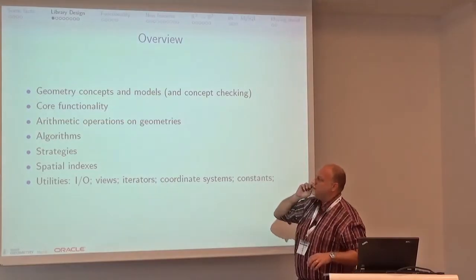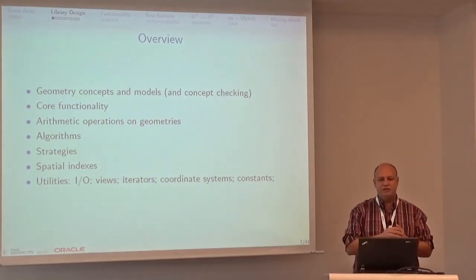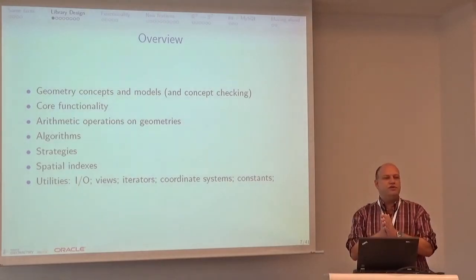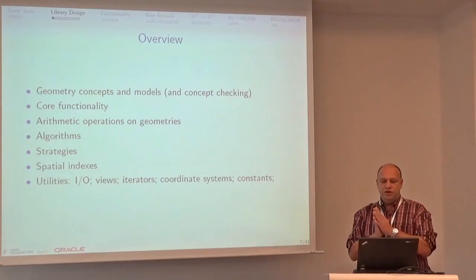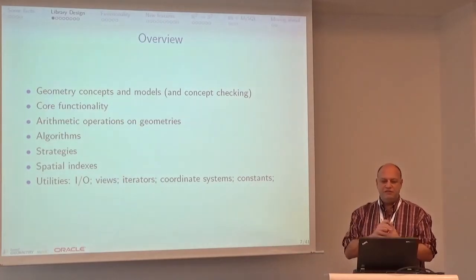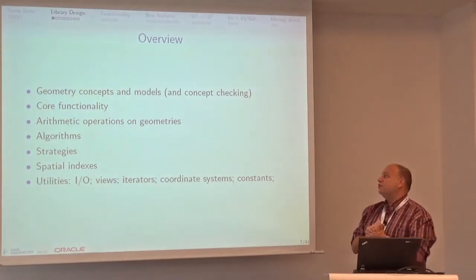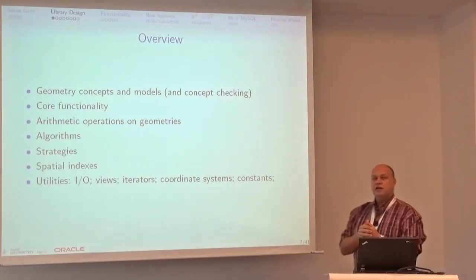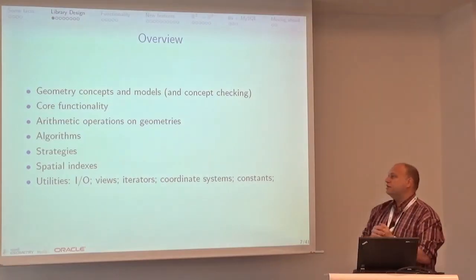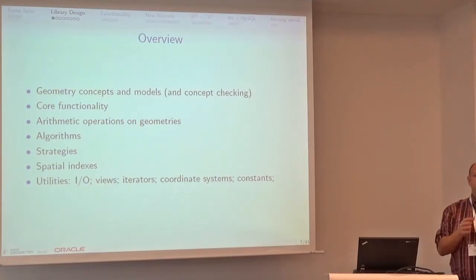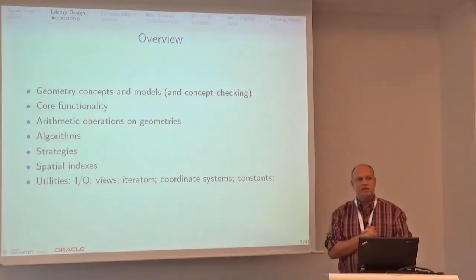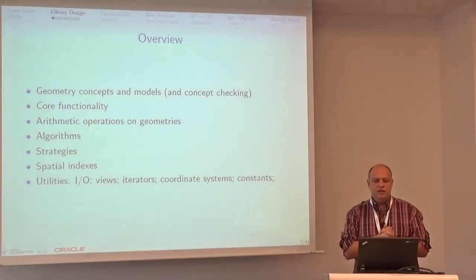There is some core functionality, which is related to types and meta functions. We have also arithmetic operations to geometry, so you can add 2 vectors, or you can add 2 points, or things like that, or subtract 2 points and get a vector out of them. Or scale a vector, for example. There are also algorithms. I'm going to talk about this in details. Strategies, also going to talk about this in some detail. You can think of strategies as the basic building blocks of the geometric operations that we're using to implement these algorithms. And there are also spatial indexes and some utilities.